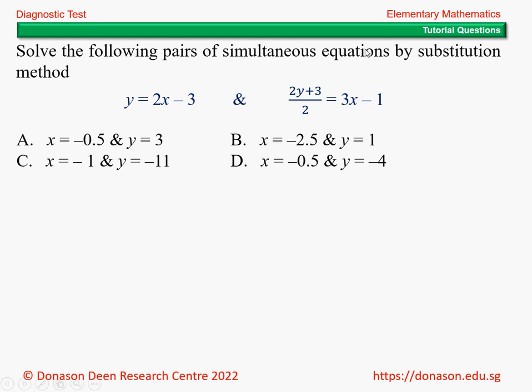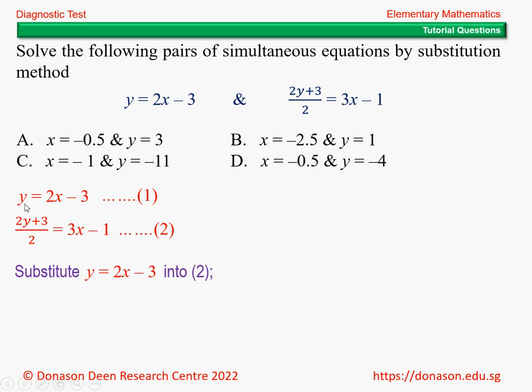Solve the following pairs of simultaneous equations by substitution method. So we need to use a substitution technique for solving this. You are given y equals 2x minus 3, and the second equation is given as (2y plus 3) over 2 equals 3x minus 1. So let's copy those two equations. The first one I call equation 1, and the second one I call equation number 2.